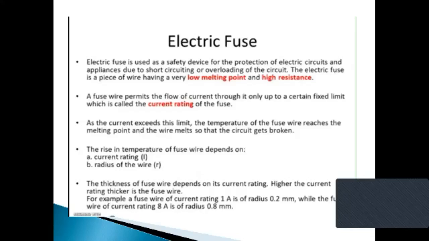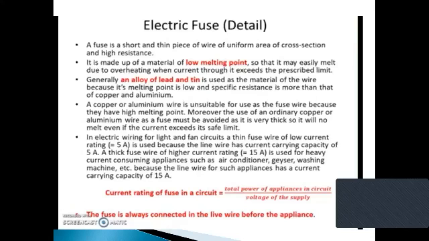For example, fuse wire of current rating 1 ampere is of radius 0.2 mm, while the fuse wire of current rating 8 ampere may be of 0.8 mm. It is not actually fixed. If current rating is more, then thickness will be more. If current rating is less, then thickness will be less. Next, study electric fuse in detail.